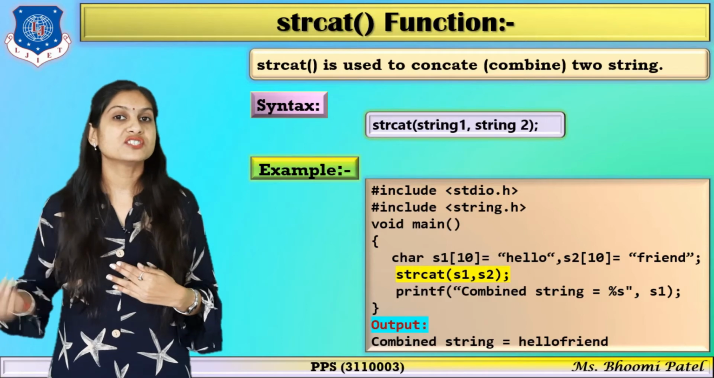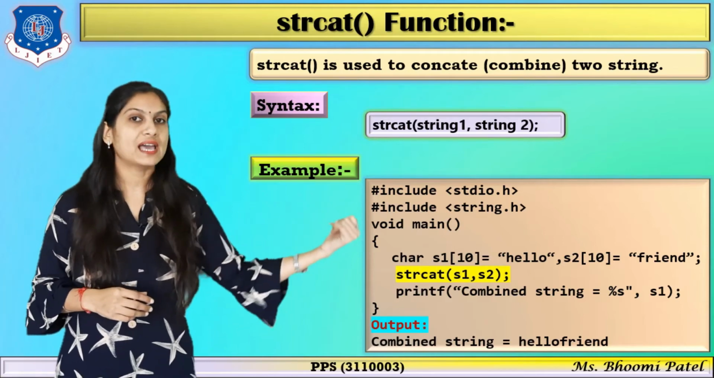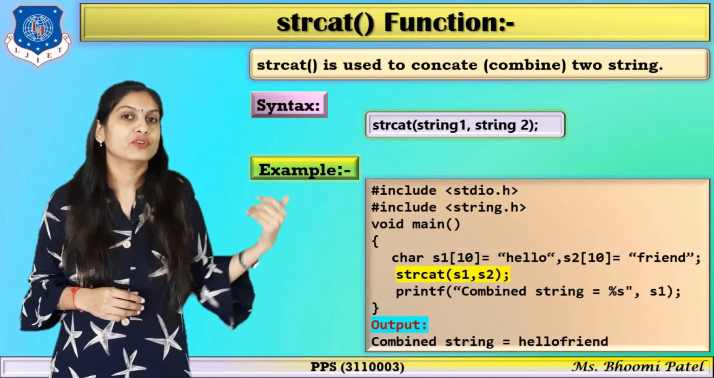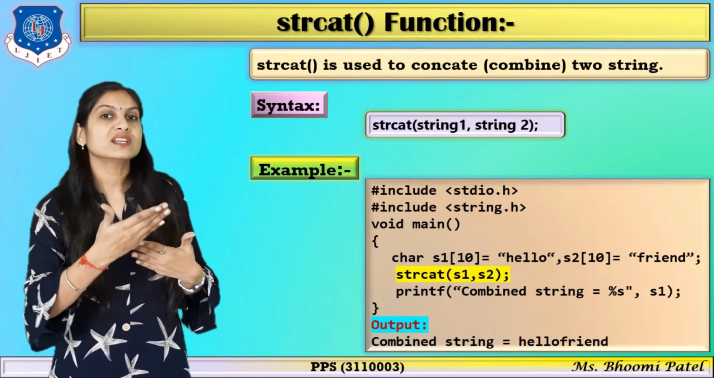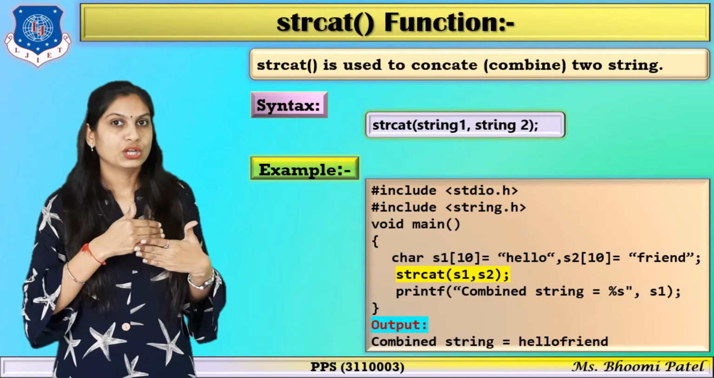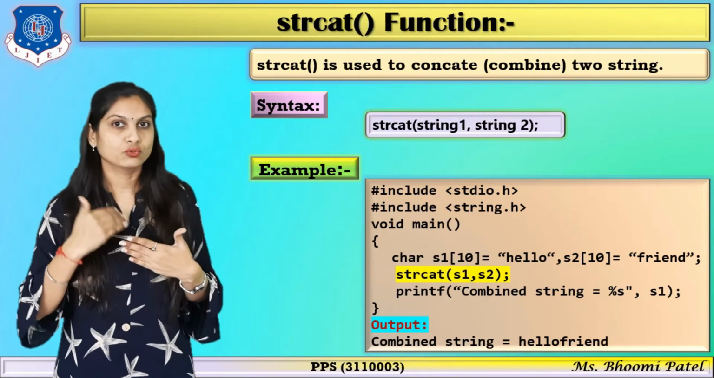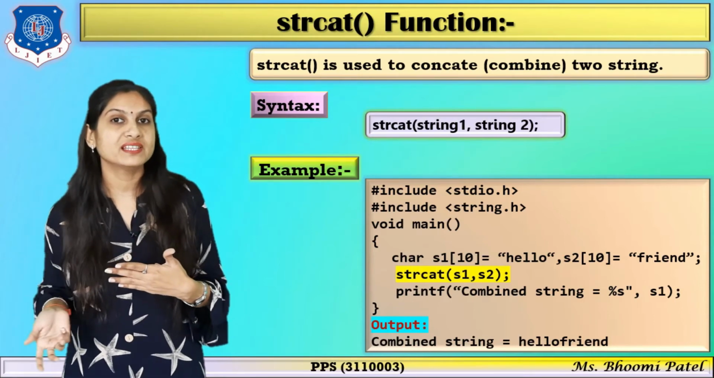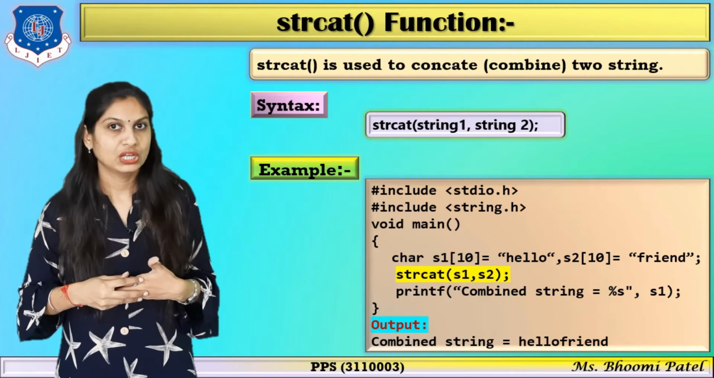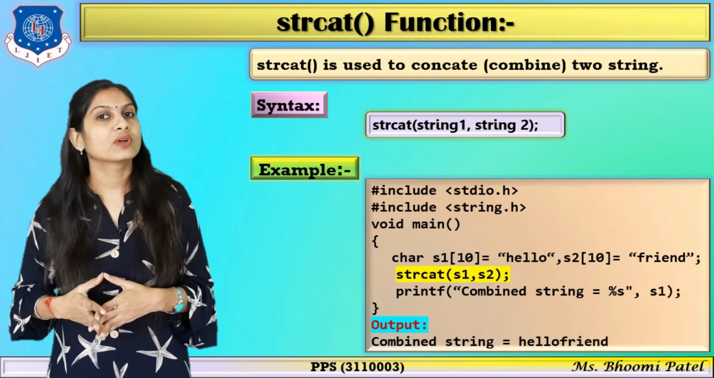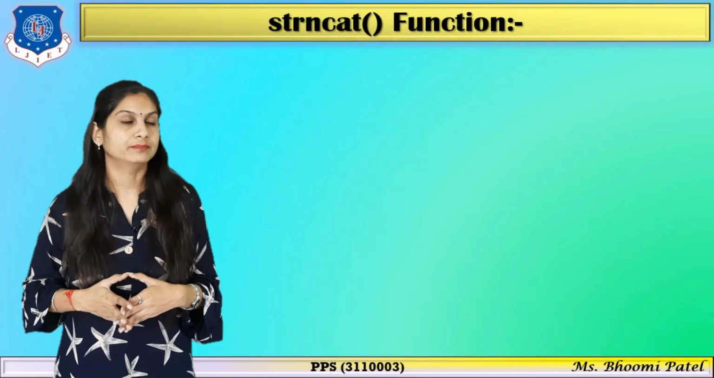But suppose you change s1 comma s2 in strcat and write s2 comma s1, then what happens? The s1 data is combined with s2, clear, and stored in s2. So in that case our output will change. First friend is there and then it is combined with hello, clear. So as per your requirement you can choose any of them.